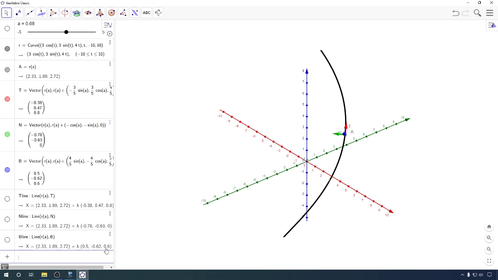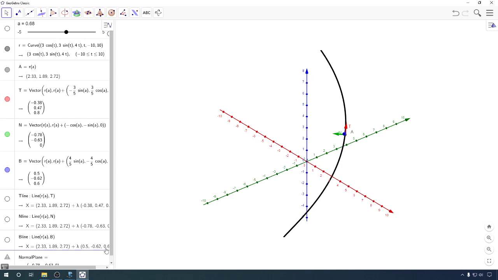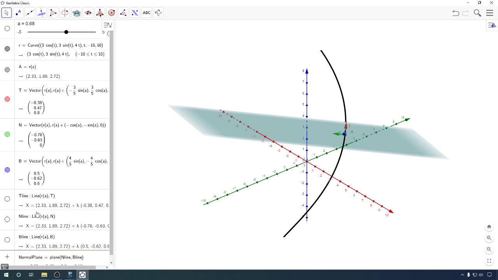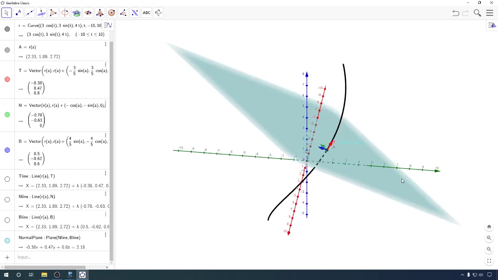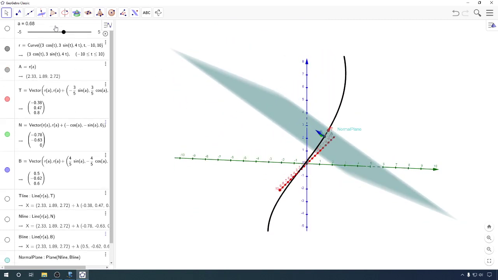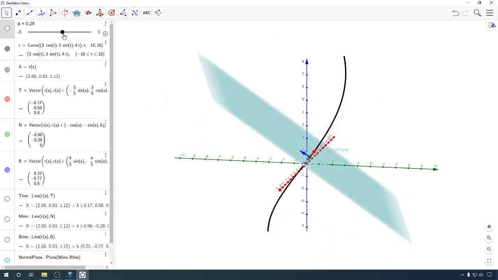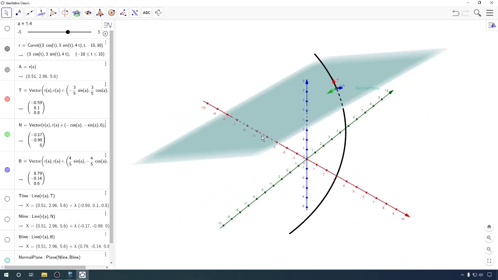Specifically, I'm going to look at my normal plane. This is called normal plane. It's going to be the plane that goes through the lines N line and B line, because those are the lines that are determined by the vectors N and B. So this is our plane. And notice that this plane is perpendicular to the curve. And it stays perpendicular even if I change my parameter. As I move it along the curve, that plane remains perpendicular.